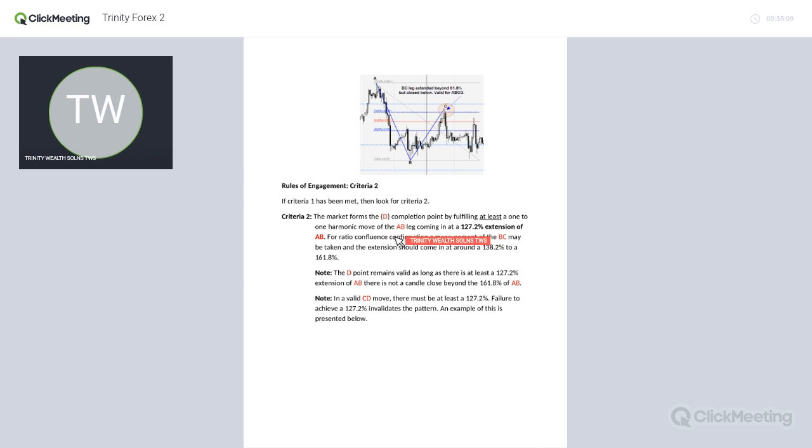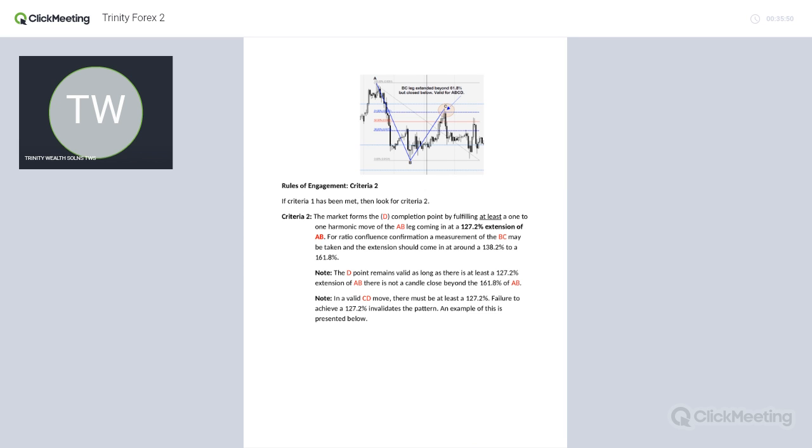So here we are looking at the 1-to-1 completion of AB to CD, and also the leg coming in at 127.2% extension of AB. Remember, this market is downtrending, and what we saw yesterday, our expectation, because B is a new structure low, is that the market will retrace and form a new structure low. D will be somewhere below B to form a new structure low.